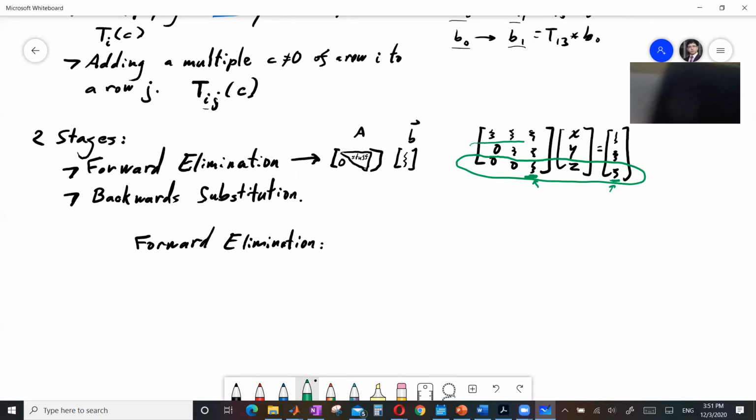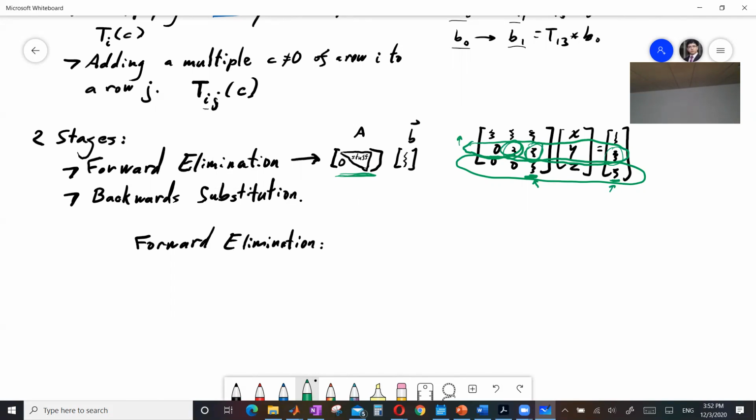Then we could go back to the previous row. This row will tell us that this guy times y plus this guy times z equals this guy. But we already know z from the following row. So we just multiply this guy by the value of z that we already know. We move it to the other side, and that thing divided by this guy will give us y. And we can repeat this process going up to find x. And if we had 1500 variables, we could do this 1500 times to find the 1500 unknowns. So once we have this triangular shape here, we can do the backward substitution and find all of our variables.